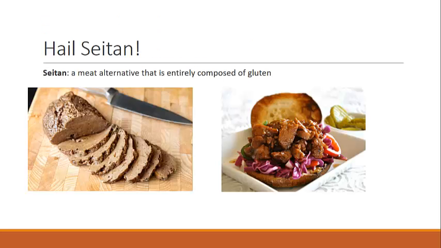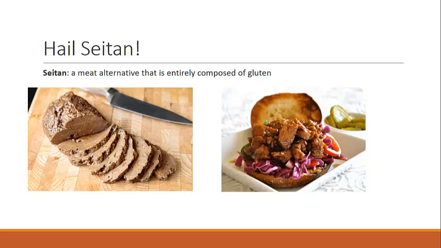Now, I can't talk about gluten without talking about something called seitan. Seitan is a meat alternative that is 100% gluten, and it is one of my favorite foods. I love seitan. I don't know what it is about the texture, but I really love it. Seitan is becoming a more popular meat alternative at many restaurants.